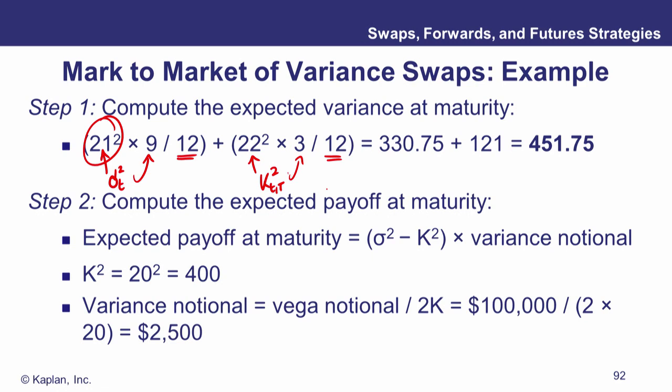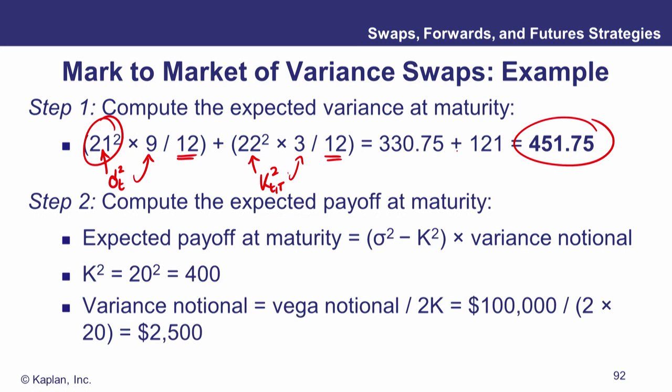So 21 squared times 0.75, that must be that first number here, 330.75. All right, and then 22 squared divided by 4, essentially, that must be that 121. Take those two together, and that's how you get the 451.75. So this is like your marking to market of variance over the life of the swap.